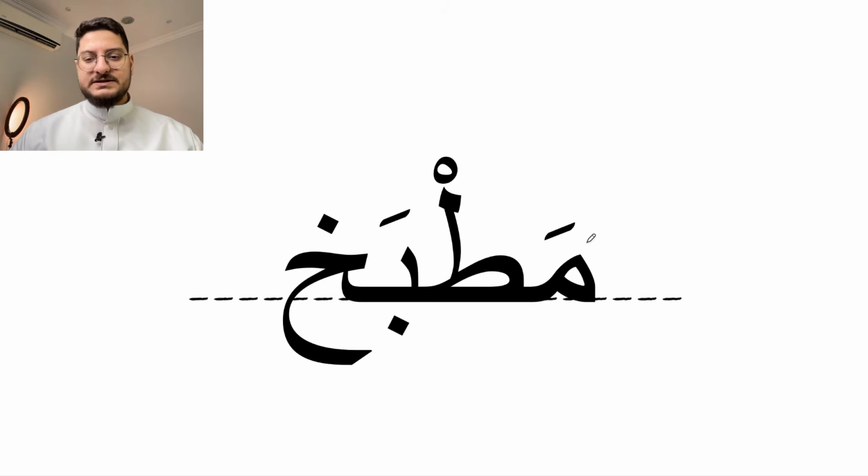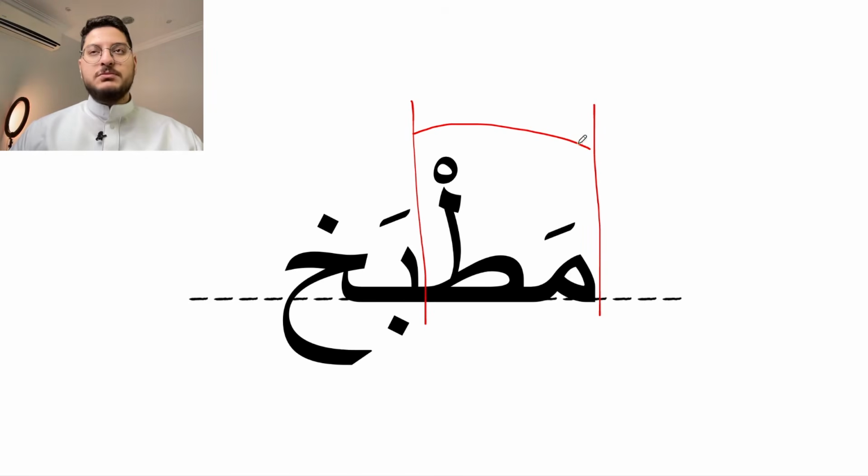Next one, I see 2 vowels, so I have 2 syllables. The first one starts here, the second one starts there. Let's read the first one. Mat, I have the ta, but with no vowels. Mat, bakh, matbakh, and matbakh is a kitchen.